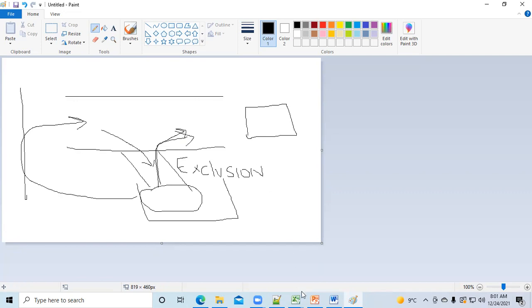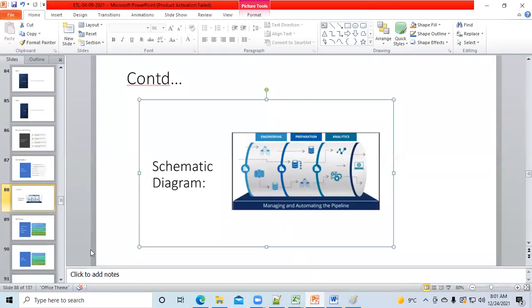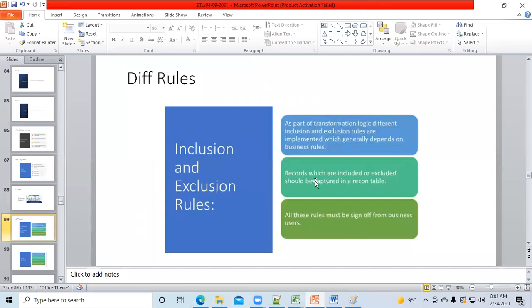Now, inclusion is exactly the same as exclusion. Can you guess what is inclusion?